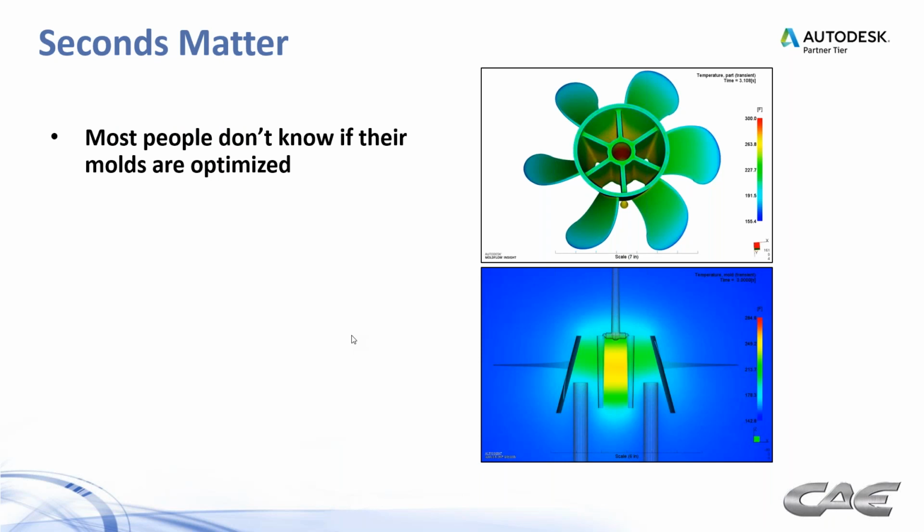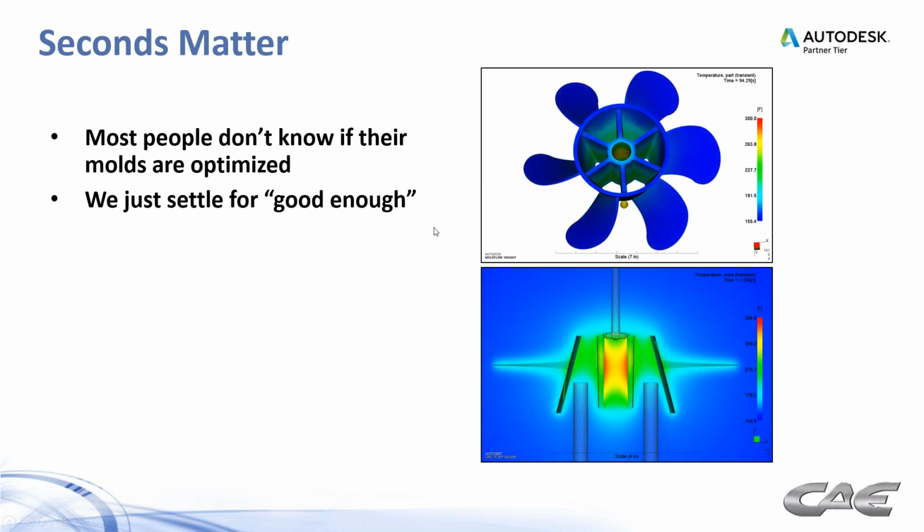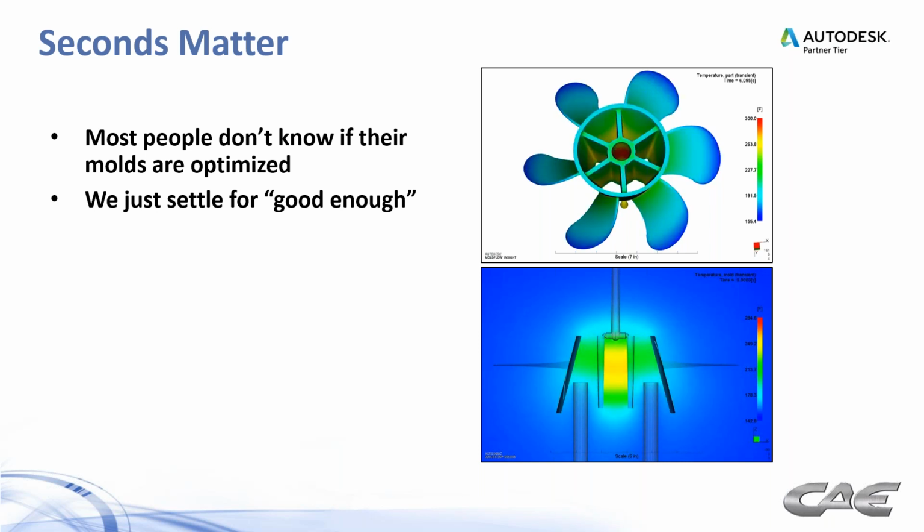So, when it comes to cooling analysis, I'll make a claim that most people don't really know if their molds are optimized, but seconds matter. Sometimes tenths of seconds matter. And if you don't know if your mold's optimized, I think there's some real opportunity there. A lot of times, I've seen this a lot, we just settle for, well, that's good enough. You look at the images on the right there as they animate. You got a couple of baffles up there, good enough. Or maybe we put a bubbler in the center of that, good enough. But the question that should always be in your mind is, can we do any better?